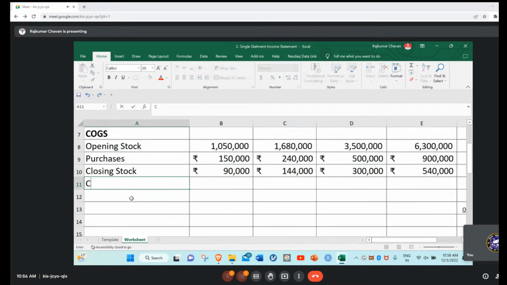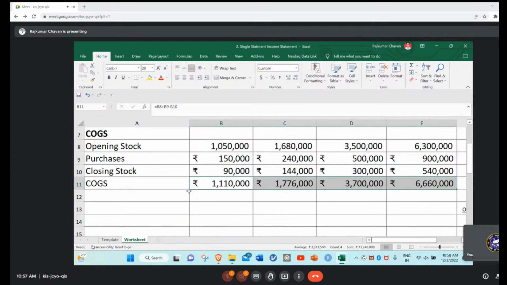Now can we calculate COGS then? Yes or no? So now tell me COGS, what is the formula? Opening stock plus purchases minus closing stock. Type 10 lakh 50,000 opening stock plus purchases, then minus closing stock, you will get 11 lakh 10,000. This is the answer for cost of goods sold. You drag it on right side, we got cost of goods sold.